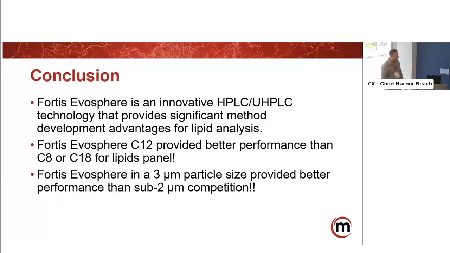And in conclusion, the Porous Evosphere is an innovative technology. It's great for lipid analysis. C12, we really centered in on as the ideal ligand length for this type of analysis. And then in the 3 micron particle size, it's performing even better than sub 2, which is a huge benefit. So again, just to take it back to what's monodisperse, same particle size all throughout the column. It's the marriage of the fully porous and core shell with none of the disadvantages of either. And C12 in a 3 micron is a really, really great column for lipid analysis.